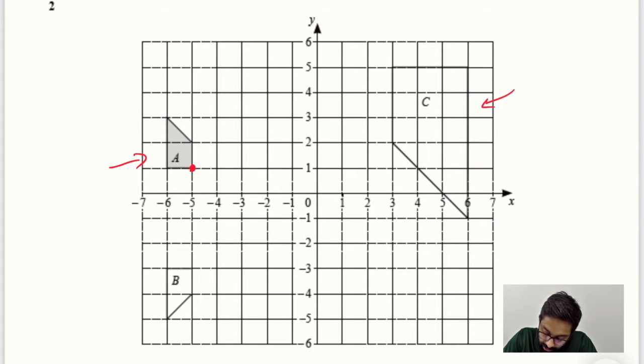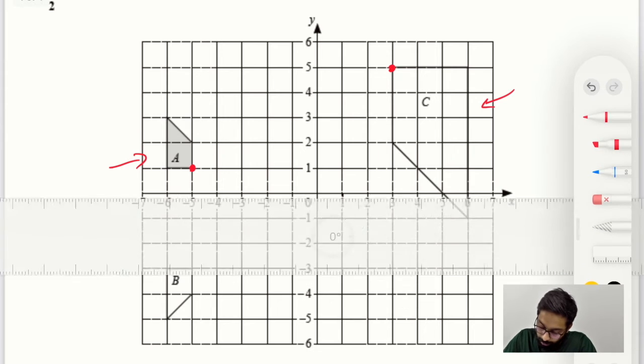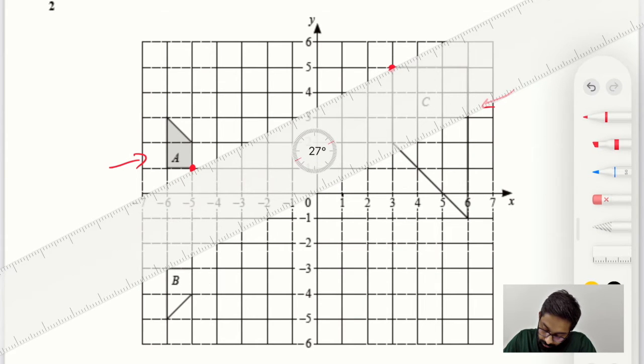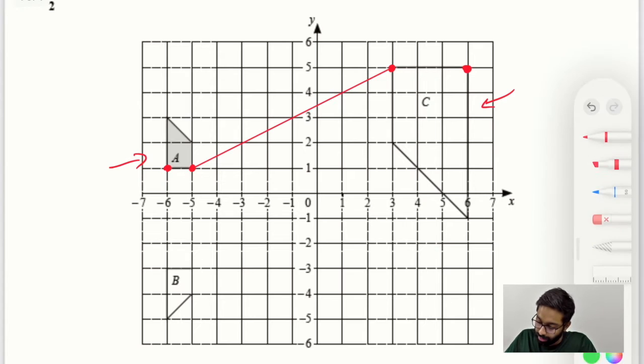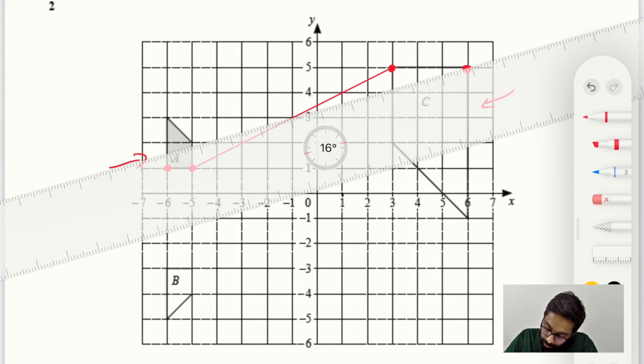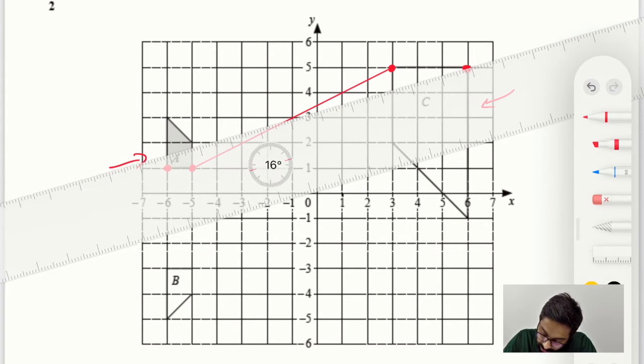So let's connect this point to this point first by a straight line. One second. Okay, I hope this is visible. Then let's connect this point to this point by another straight line. And the point of intersection of these two lines would be the center of enlargement.